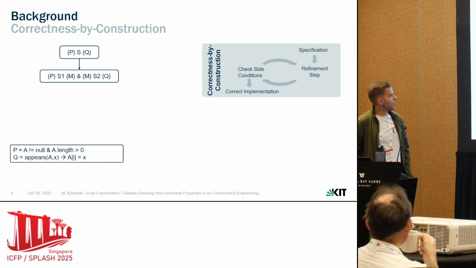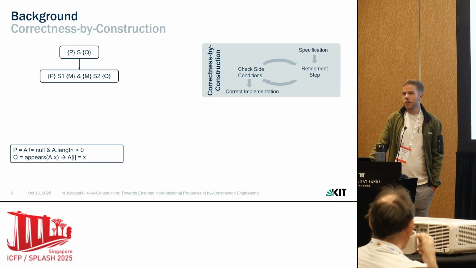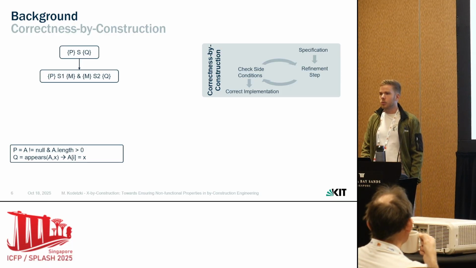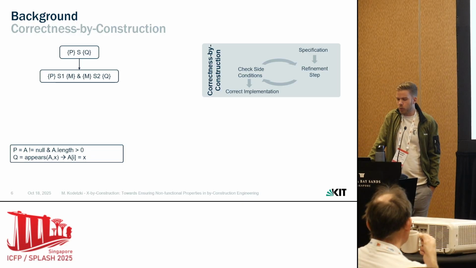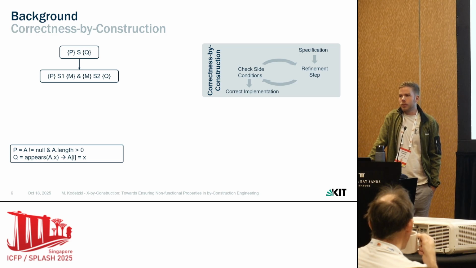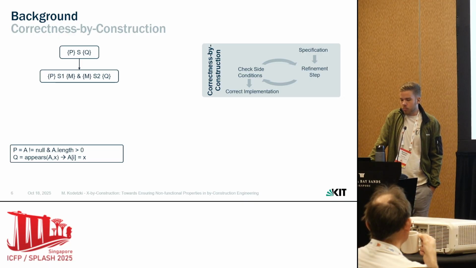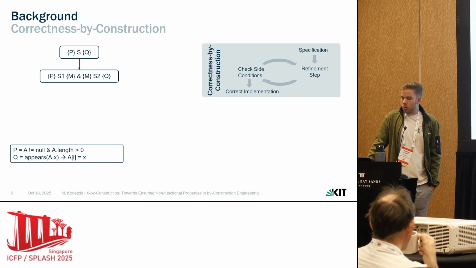So we have a precondition that just says, okay, we have some array A that should be initialized and contain at least one element. And we have a post-condition Q that says if there is our element X that we're looking for in this array A, then we want to have some pointer I in the end that points to this element we are looking for.